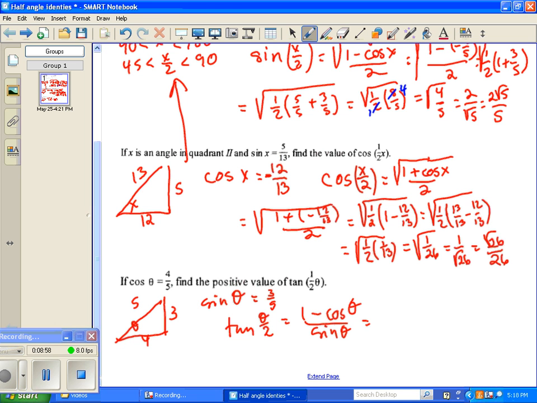So I have 1 minus 4 over 5 over 3/5. So just simplify the fraction. The 1 turns into 5 over 5, so I get 1/5 on top and 3/5 on the bottom. I inverse multiply. So my final answer is going to be 1/3.